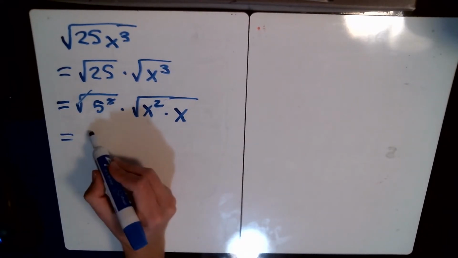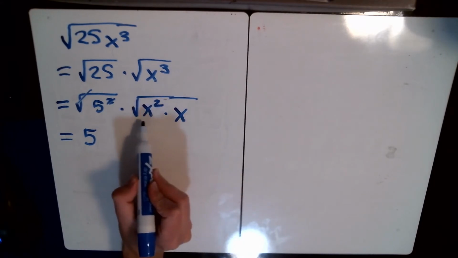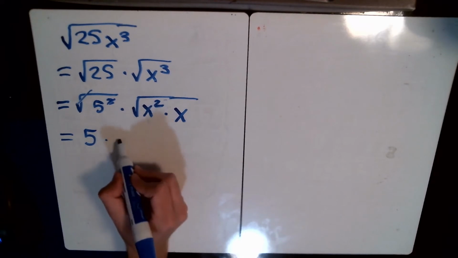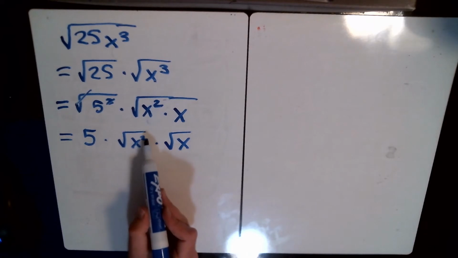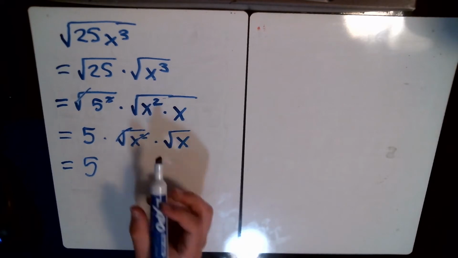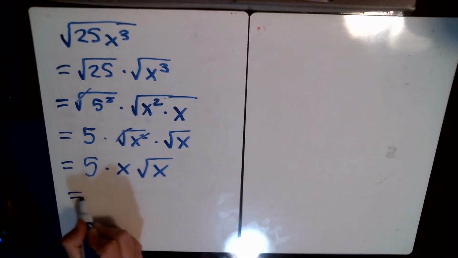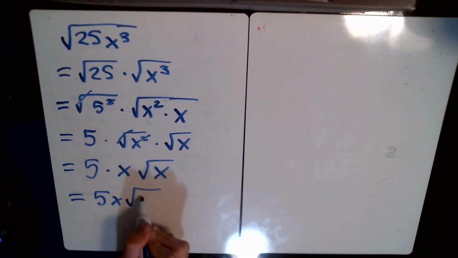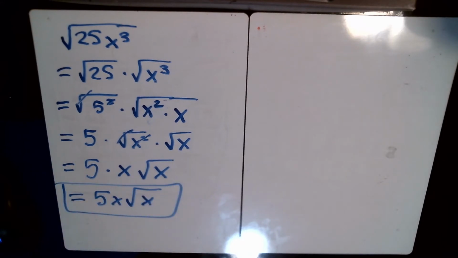So we still got that square root and square canceled to just give us 5. And then this one right here, we can separate those two up, do the square root of x squared and the square root of x. Well, the square and the square root cancel. So I just get 5 times x times the square root of x. Or in other words, 5x times the square root of x. Okay, and that would be as simple as we can go, right? Because there's no perfect squares within x. So that's as simple as we can go.